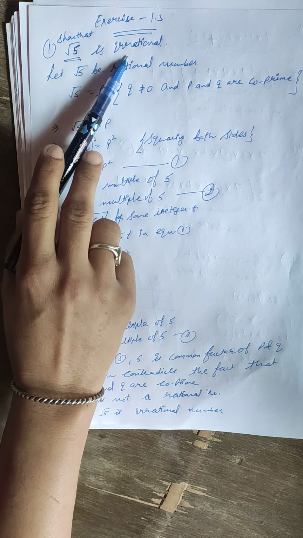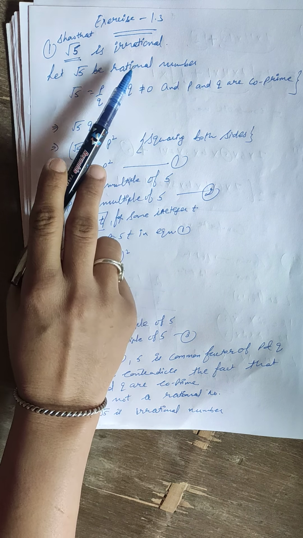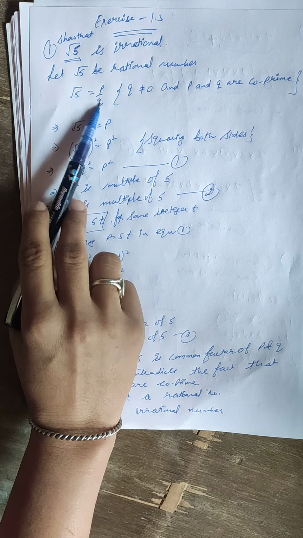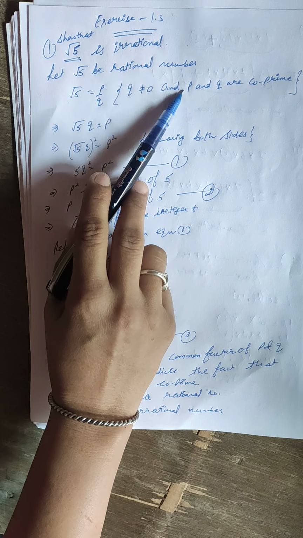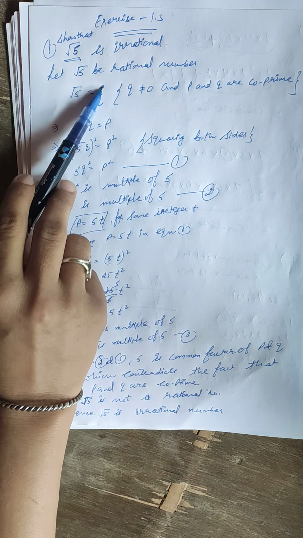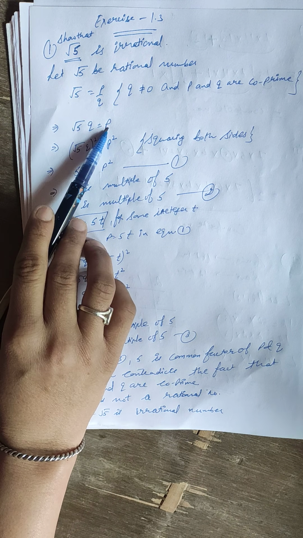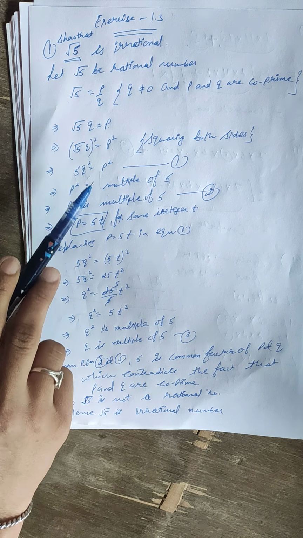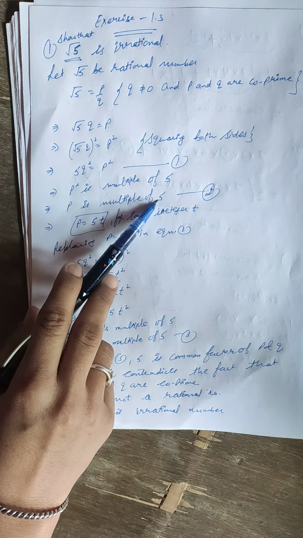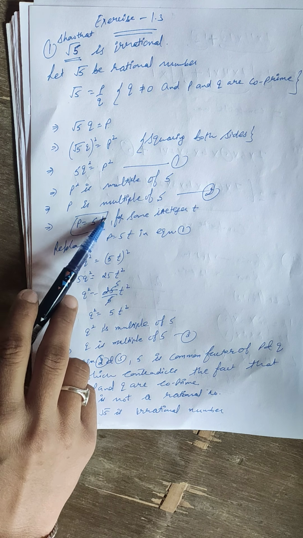You have to show that root 5 is an irrational number, so first we have considered this is rational. Now if this is rational, then it can be written in the form p by q, where q is non-zero in every rational number. But here we have to consider one more thing, that p and q are co-prime, meaning nothing is a common factor of p and q. Then we cross multiply, then square both sides. Then from here we got the result that p square is a multiple of 5, hence p is a multiple of 5.